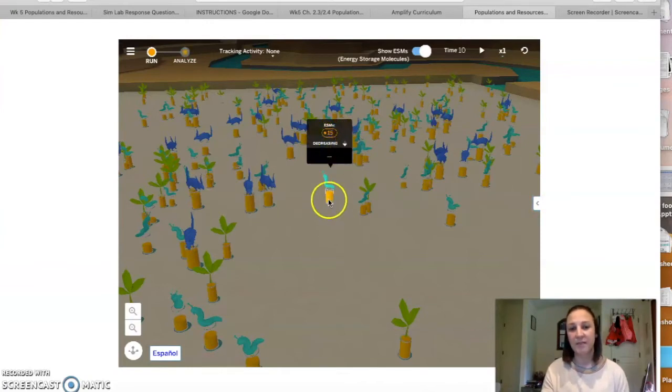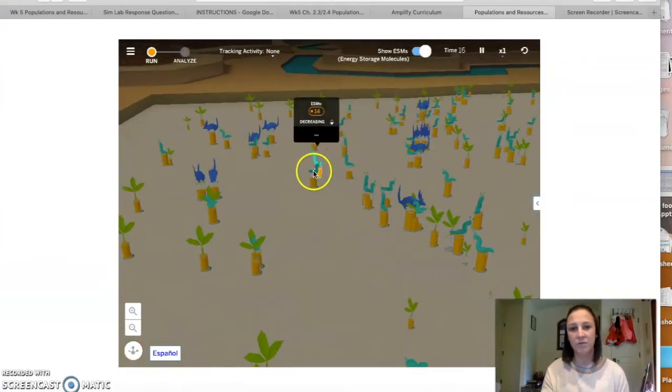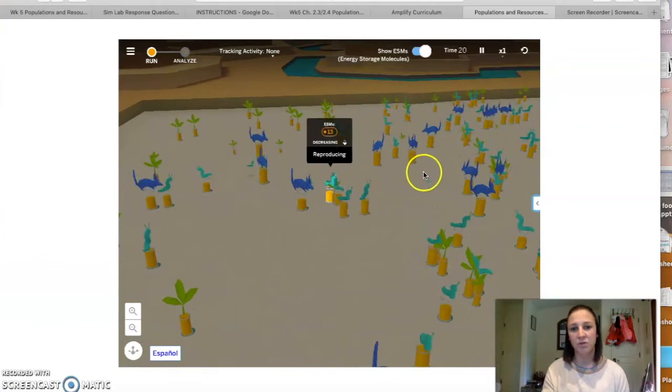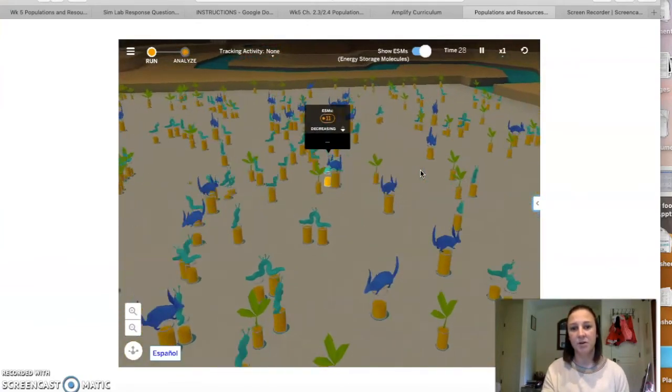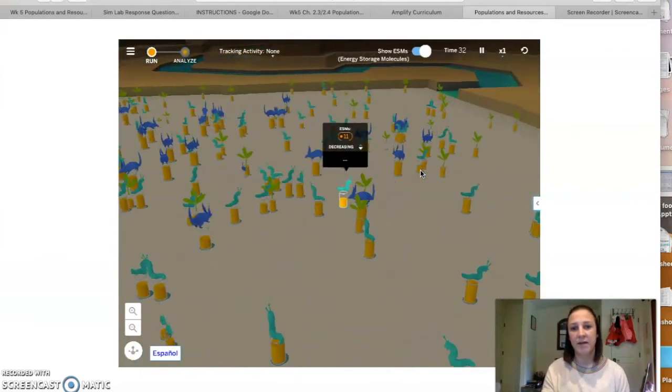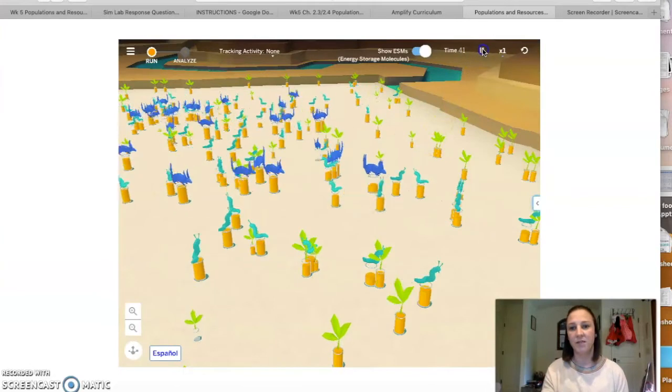It has 15, and we're going to see this go down. So if I unpause it and follow it around, he's moving around, so his energy storage molecules are going down. He's reproducing. That took energy. Still going down, and it's going to keep going down until he finds something to eat. Oh, died of old age. That was a bad one to pick. Anyway, you get the point there with that.